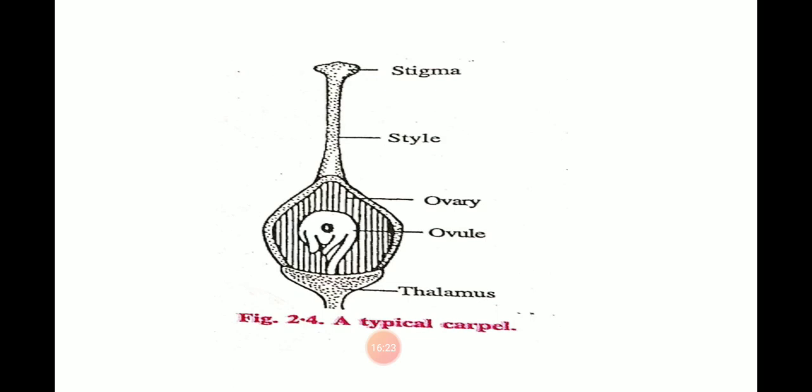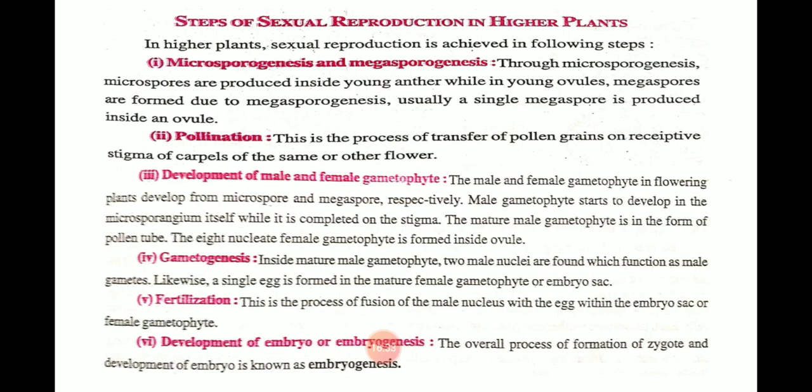Let's move to the next part of our topic, that is what are all the steps included in the sexual reproduction of higher plants. The following steps take place. First is microsporogenesis and megasporogenesis, that is development of the male and the female gamete, anther and the ovules. Second is the process of pollination, that is transfer of pollen grains. Third is the development of the male and the female gametophyte.